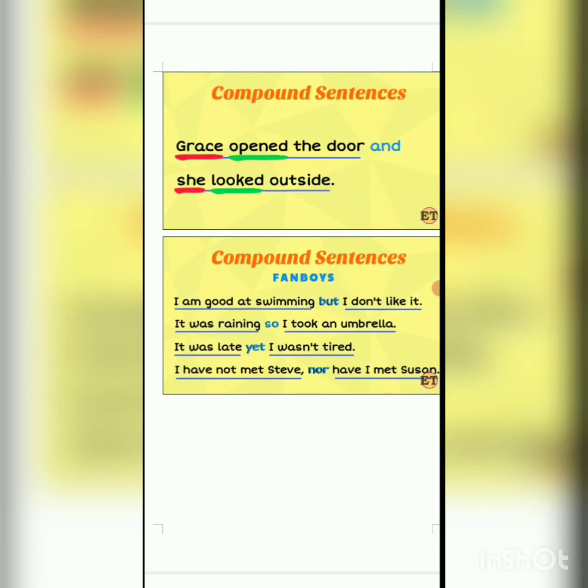It was late, yet I wasn't tired. I have not met Steve, nor have I met Suzanne. Okay, so all these underlined clauses are independent clauses because they have a complete thought and they have a subject-verb combination. When you say I am good at swimming, we are getting complete meaning. I don't like it, again complete meaning. It was raining, complete meaning. I took an umbrella, complete meaning. So all these clauses are giving us complete meaning. So they are independent clauses, and because they are joined by a coordinating conjunction, they become a compound sentence.